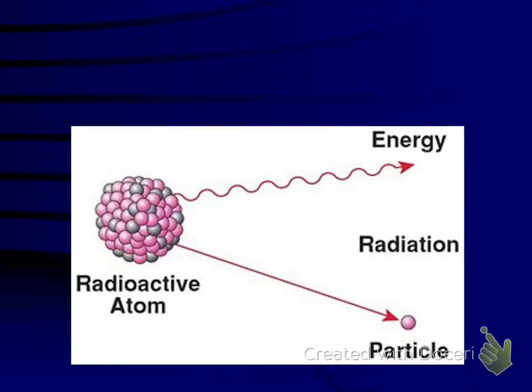All right, so here we have a radioactive atom. We have energy being released in a particle because when a nuclear reaction happens, we're releasing energy and usually a particle. Okay.